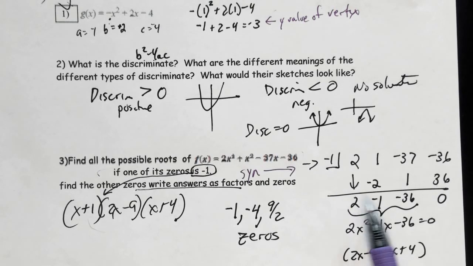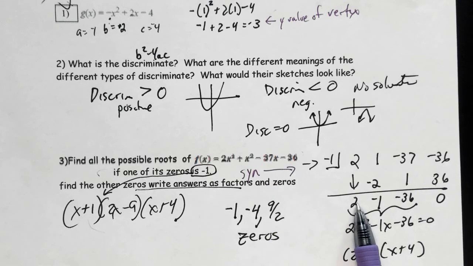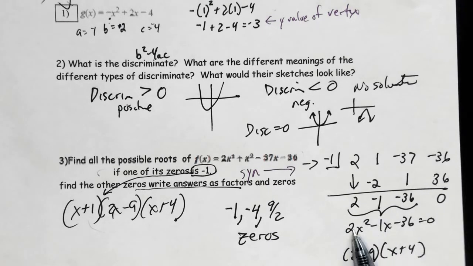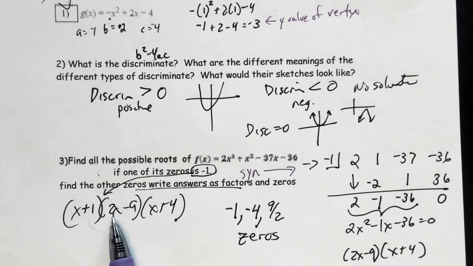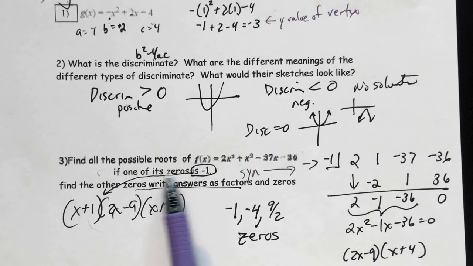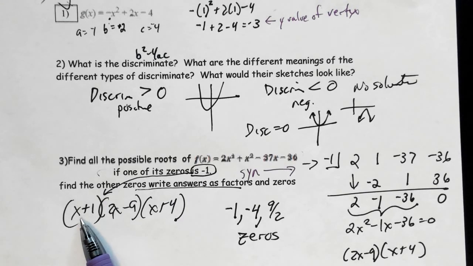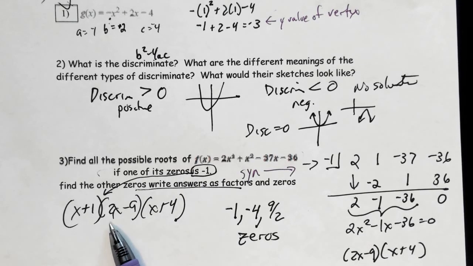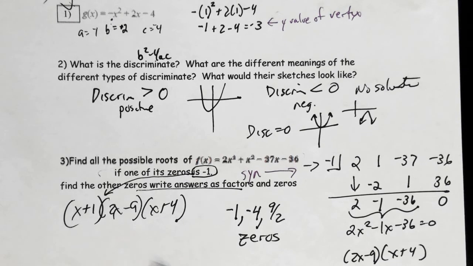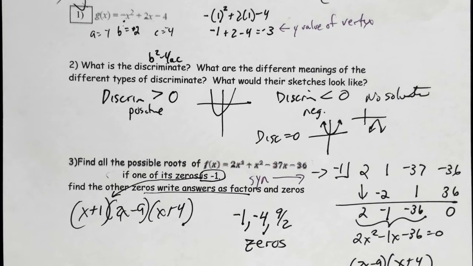At that point, because it's cubic, this is now quadratic. Once I can get it down to quadratic, we try and factor it. So this is going to factor to 2x minus 9 times x plus 4. So my factors are 2x minus 9 and x plus 4, but do not forget this one as a factor, x plus 1. And then my zeros: negative 1 is one of my zeros. That's the first one they give us. Negative 4 is a zero, and 9 halves is a zero. And that gives you all of those there.